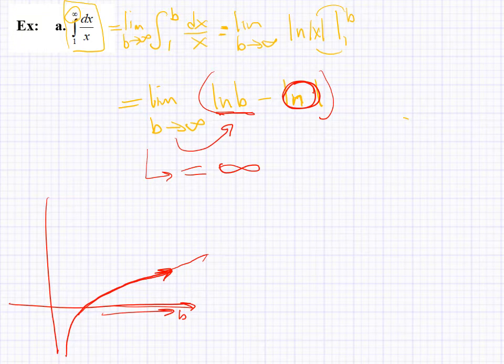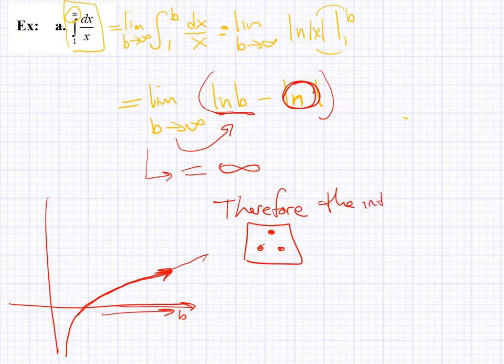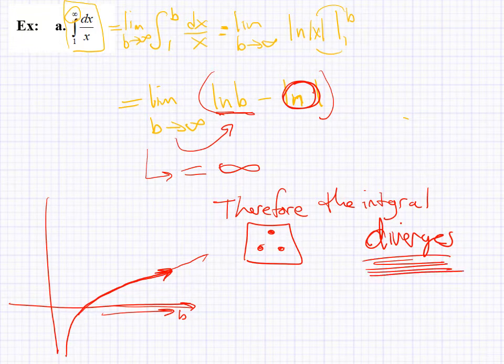And so we would say then, therefore, which you could simply use this symbol instead if you wanted to, therefore, the integral diverges. And that's it.